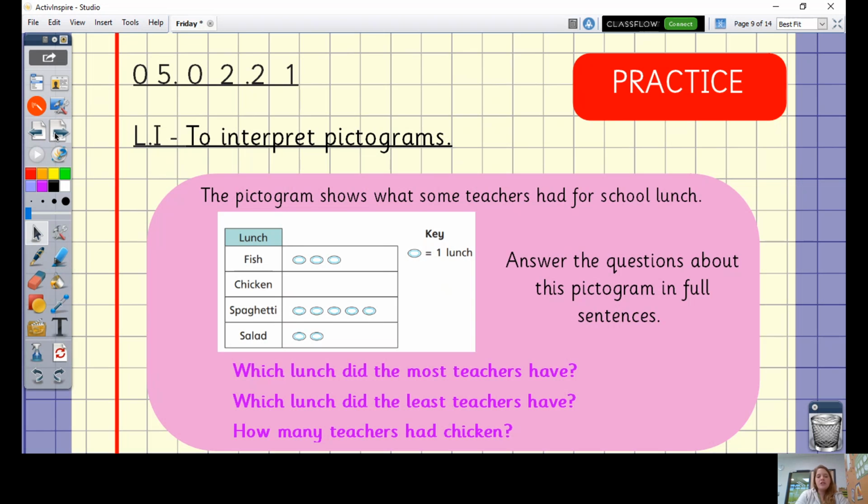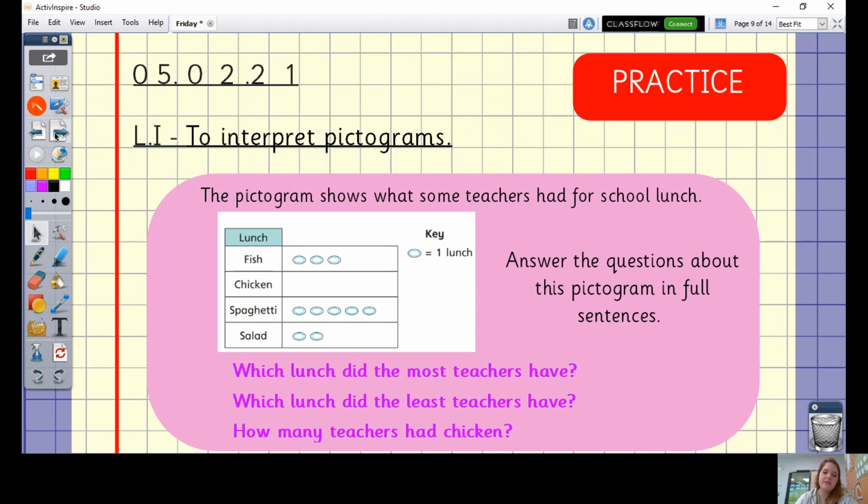We have one final pictogram to look at now before you start your main activity. So this pictogram is showing us what some teachers had for their school lunch. And you can see on the key here, the plate is the symbol, again a nice easy symbol, and 1 plate represents 1 lunch.